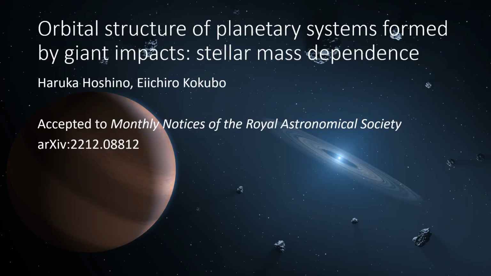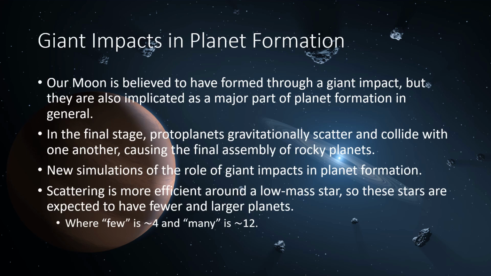Next up, orbital structure of planetary systems formed by giant impacts, stellar mass dependence. And this is related to things like the moon forming impact on Earth, but we think that there's a giant impact phase in most young planetary systems, and the moon forming impact is the only one we have clear evidence of in our solar system, in part because it was probably the last one, and of course that would erase any evidence of earlier impacts.